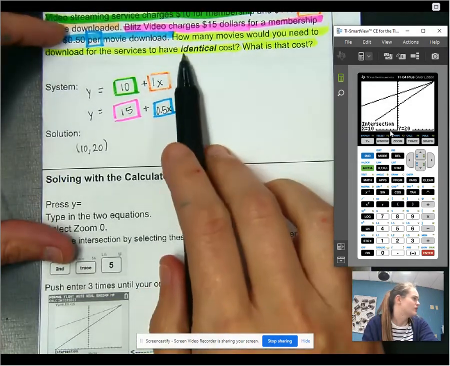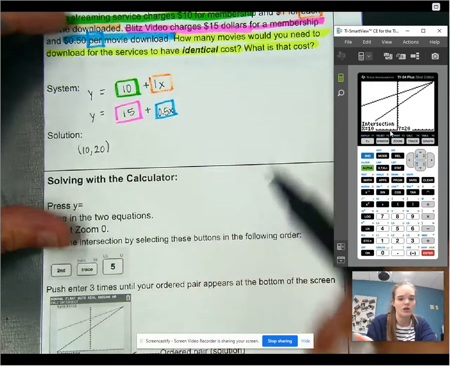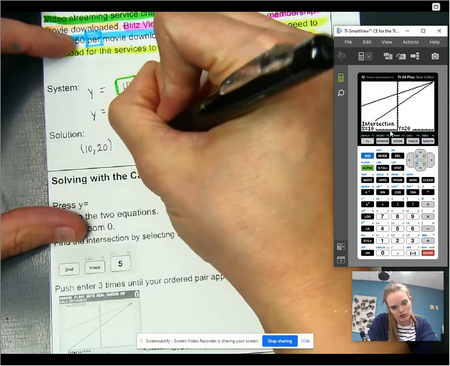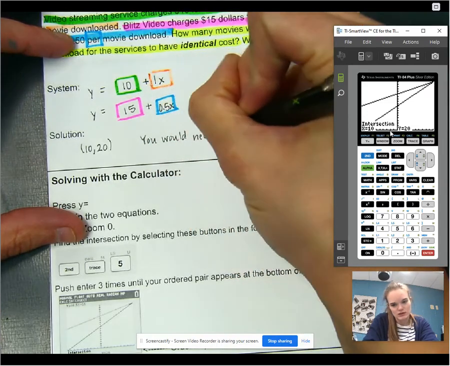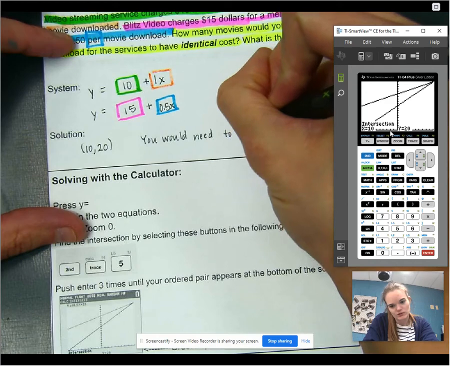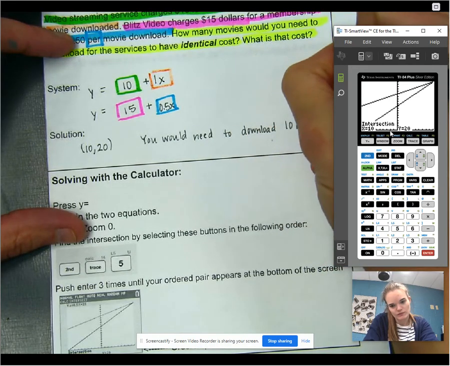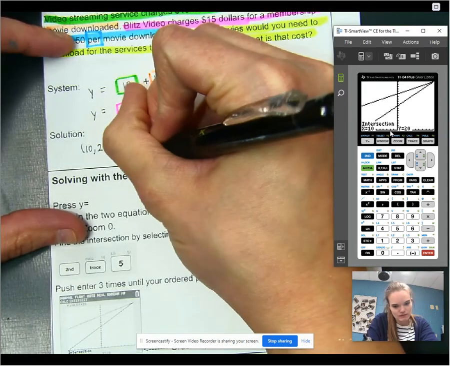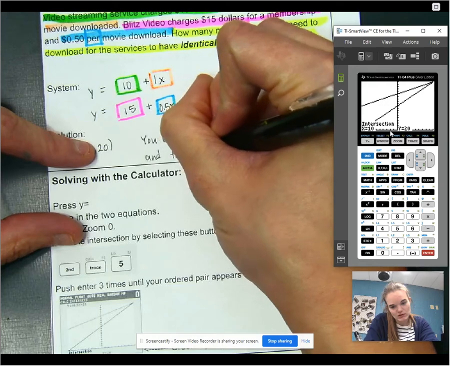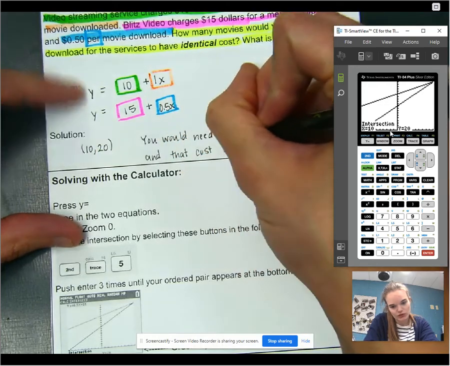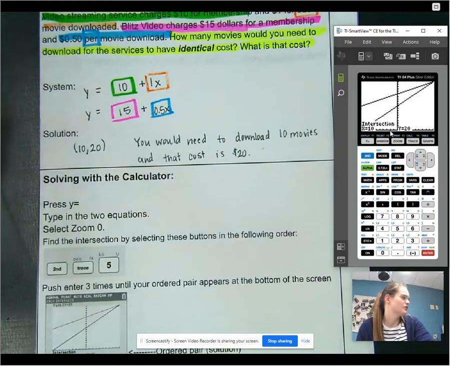Okay, now let's answer the question. How many movies would you need to download for the services to have identical cost? You would need to download 10 movies, and that cost is $20. There we go. We have answered the question.